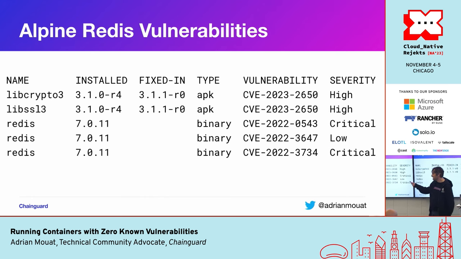But if I go and look here, because the question is, well, why didn't Alpine do that? But the thing is, the Redis image does not use Alpine to install Redis. It installed it via a Dockerfile that went and grabbed Redis from the Redis server, downloaded it, and compiled it. So the scanner can't go to Alpine because it's not an APK package. So there was no way for the scanner to know that this vulnerability did not affect that version of Redis.